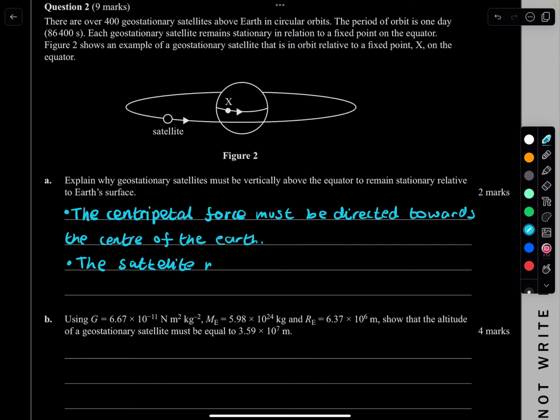So the satellite must orbit in the same axis as the Earth. And that's it. These are your 2 conditions that must be met for why a geostationary satellite has to be over the equator, to remain stationary.